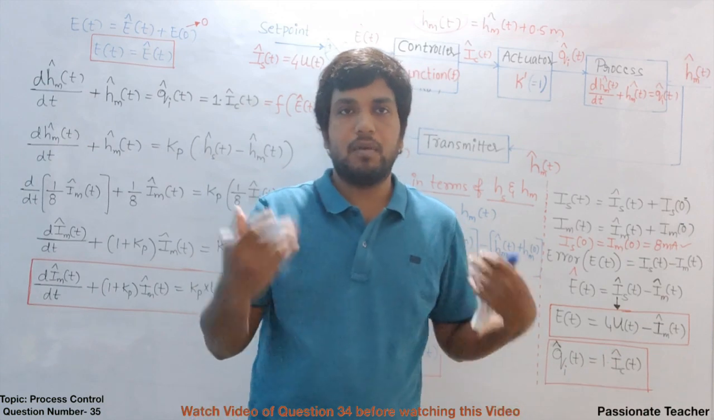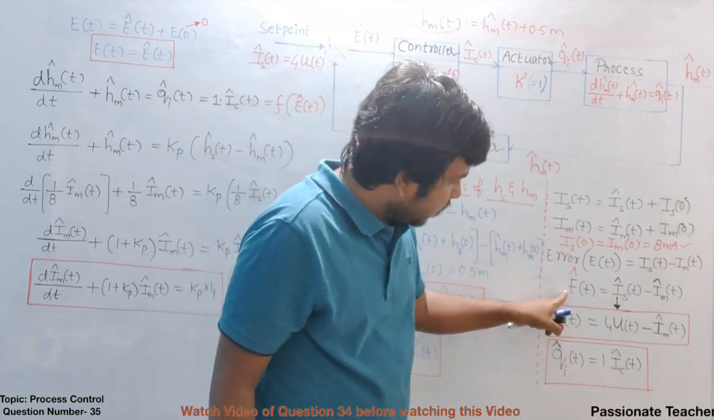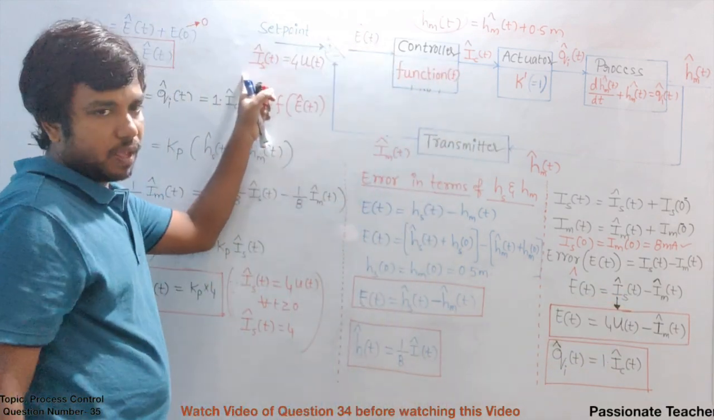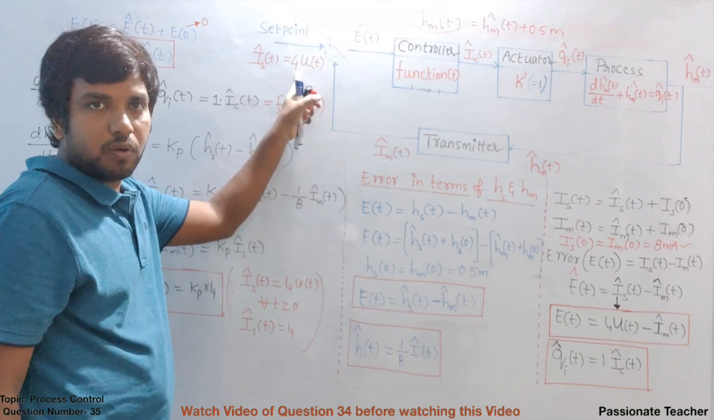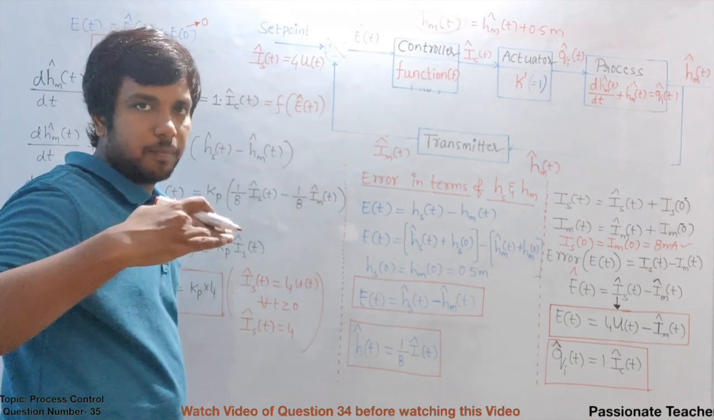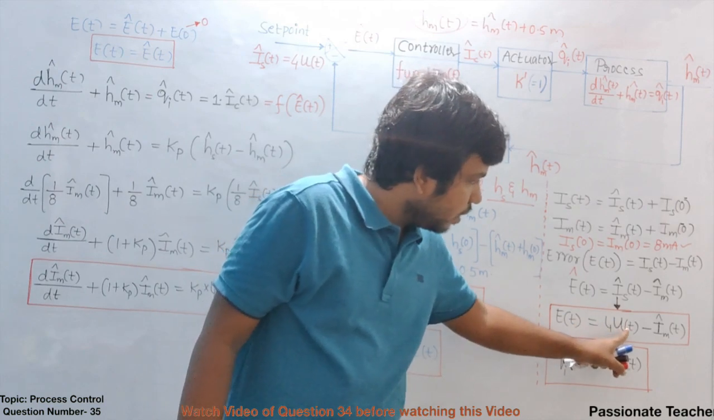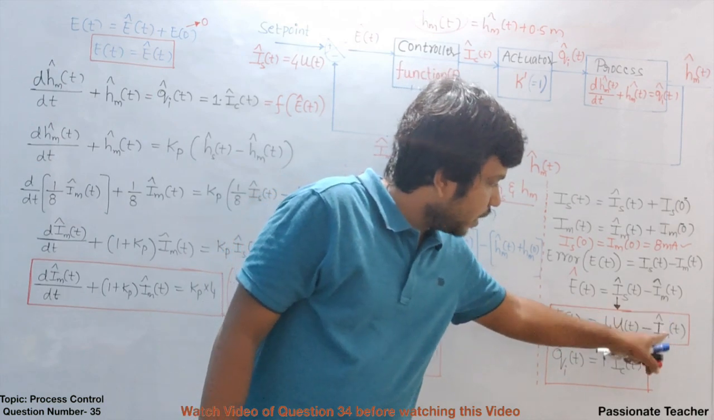Now, if you look carefully, as we know very well, this IS cap of t is equal to 4 into U of t, that is nothing but a step input. We can easily write E of t is equal to 4 into U of t minus IM cap of t.